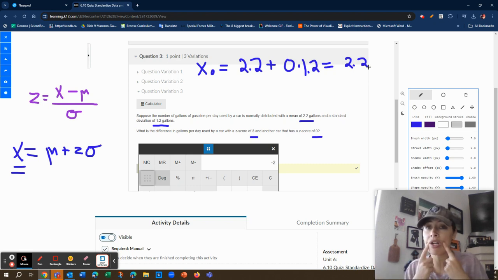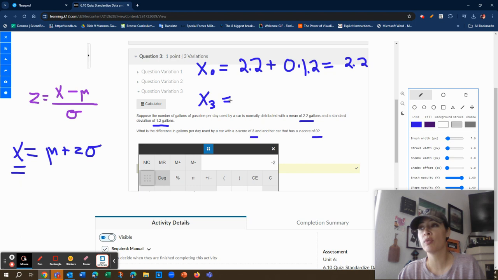That makes sense because the z-score is how far away it is from the mean. If it's a 0, it's right there on the average. The mean and the average are synonyms. So if you have a z-score of 0, it is the mean, it is the average, which is 2.2. Okay, what about the z-score of 3?